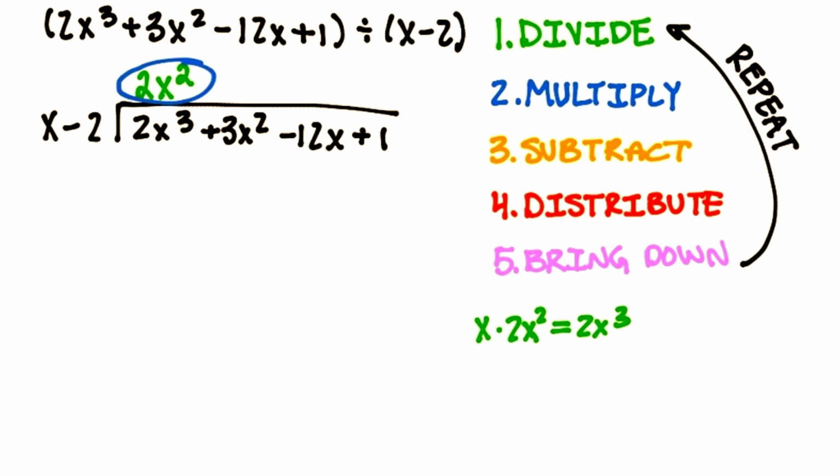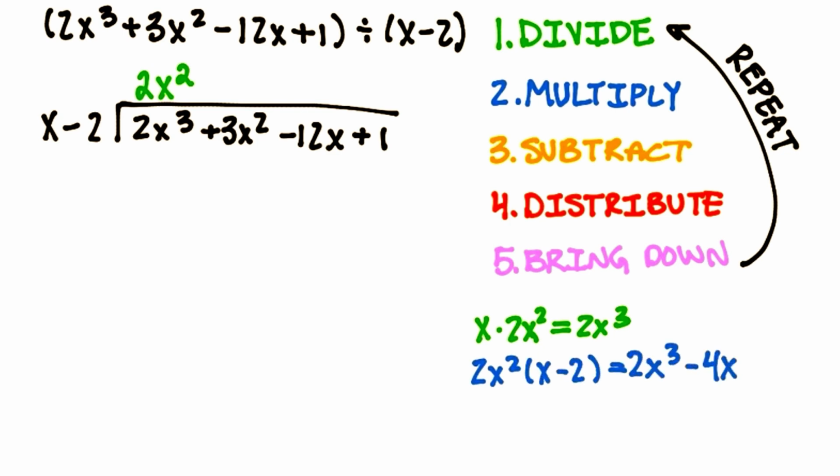And then we apply our multiplication. 2x squared times x minus 2. 2x squared times x minus 2 is equal to 2x cubed minus 4x squared. And then we write this in place below our problem. Then we can apply our subtraction, and then we can distribute the negative.